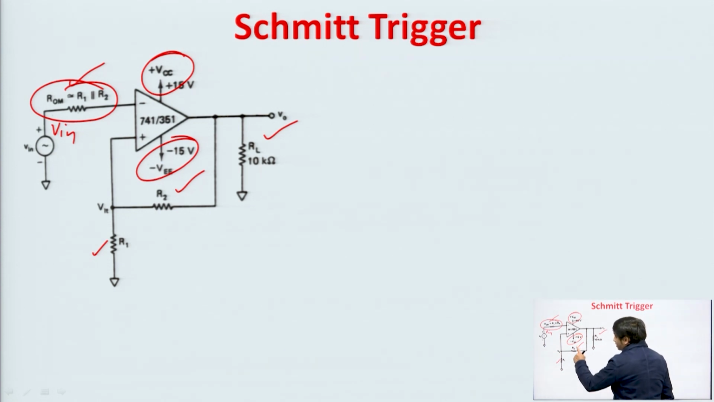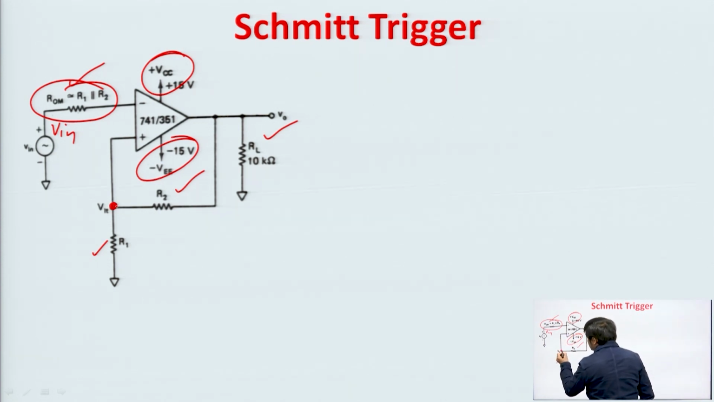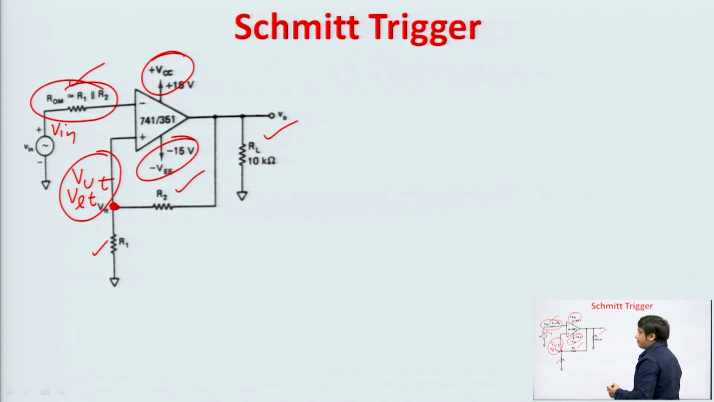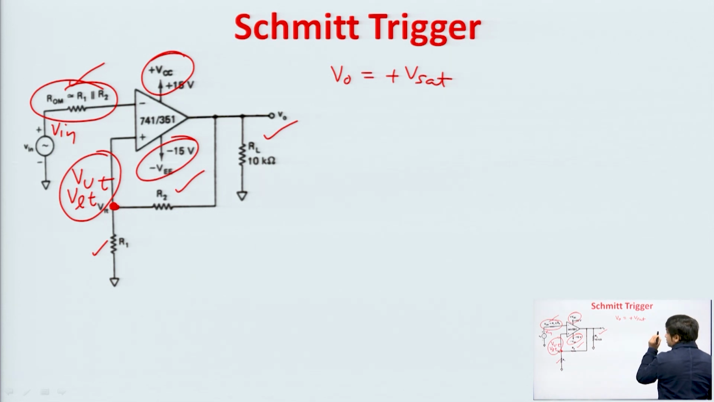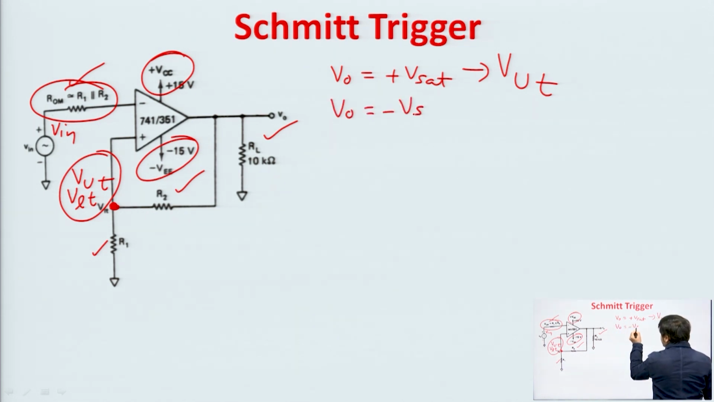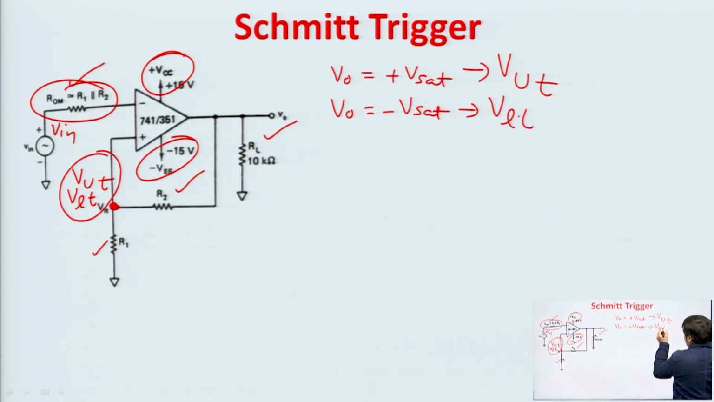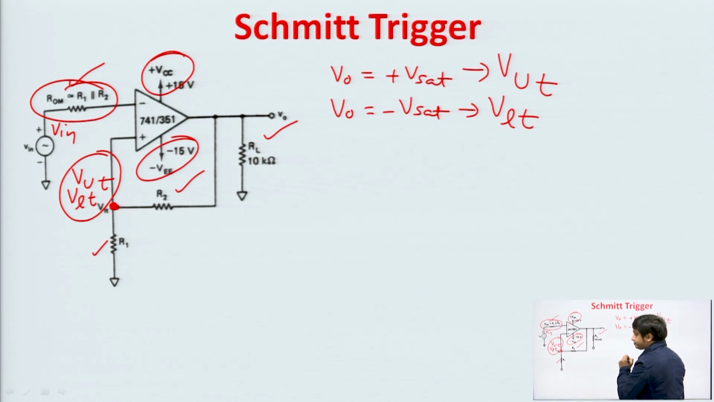Now, the voltage at the non inverting terminal will be either VUT or VLT. VUT is the upper threshold voltage and VLT is the lower threshold voltage. Whenever the output voltage V naught is at plus Vsat, then the voltage at the non inverting terminal will be VUT, and when the output voltage is at minus Vsat, then the voltage at the non inverting terminal will be VLT, the lower threshold voltage.